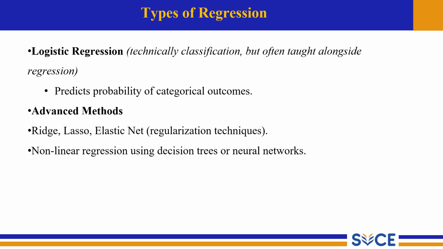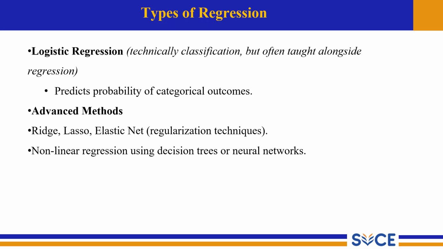Now, moving to more advanced regression techniques, we have methods like ridge, lasso, and elastic net. These are known as regularization techniques, and their main purpose is to prevent overfitting. Ridge regression penalizes large weights. Lasso can actually shrink some coefficients to zero, effectively performing feature selection, and the elastic net combines both approaches to balance stability and sparsity.